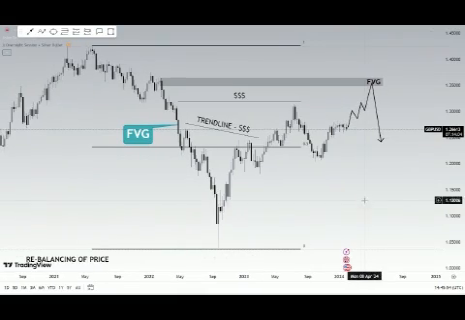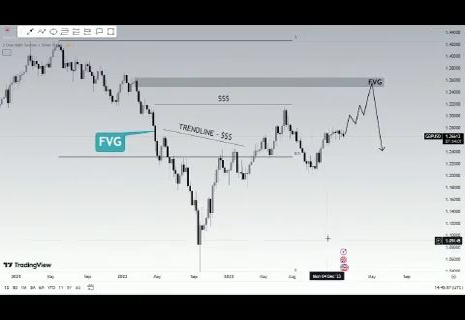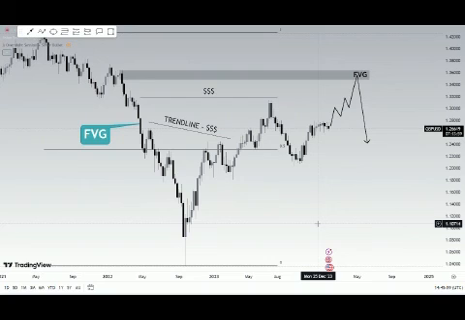Okay, so this is my live outlook of GBP USD, as well as educating everyone on essentially how the algorithm works from a fair value gap and liquidity standpoint.